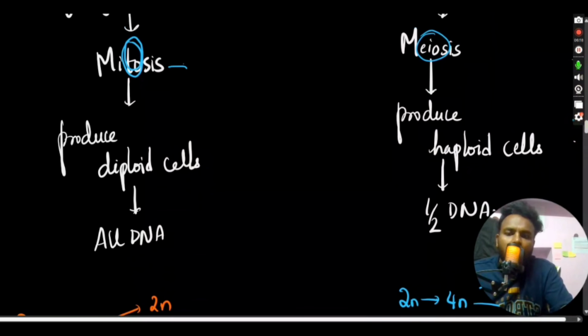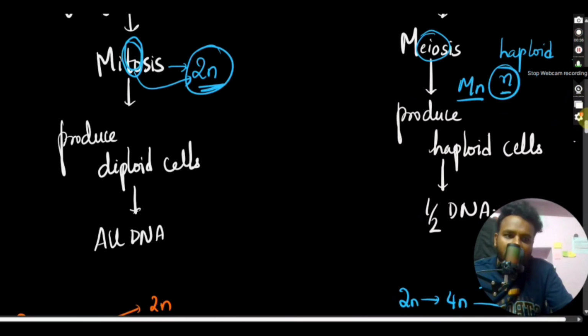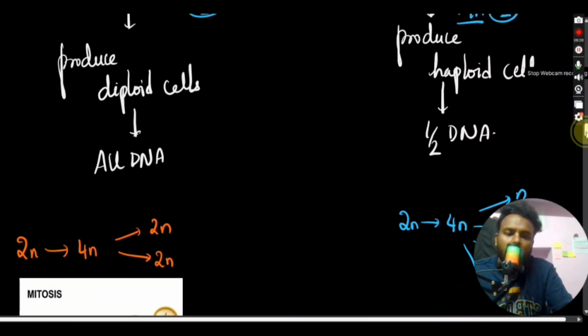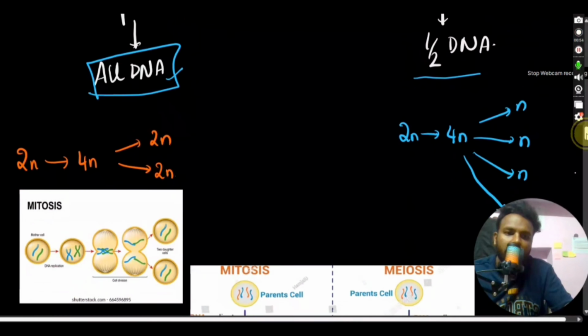So mitosis will produce diploid cells, 2N, right? And meiosis will produce haploid cells. Haploid means N, right? So for growth in mitosis we need 2N, and for meiosis we need only a single N. For growth we need all the DNA when the cell divides, but for reproduction we need only half the DNA from each cell: half the DNA from the mother, half the DNA from the father.